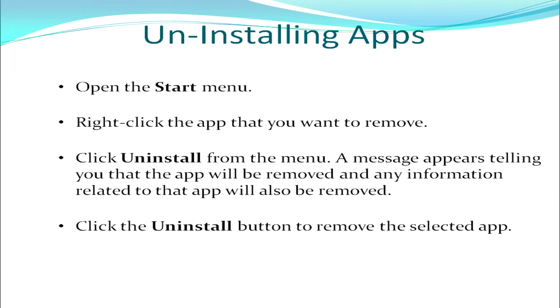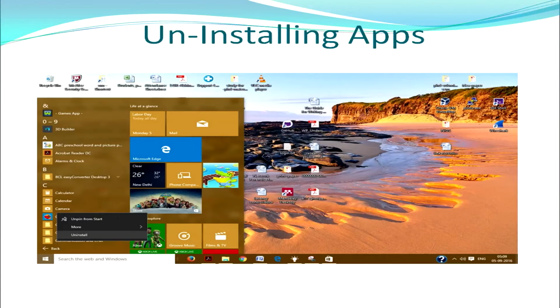You have installed an app, you want to uninstall it. Open the start menu, right click on the app that you want to remove and then click the uninstall button. The uninstallation process will be done and the app will be removed. And do remember to restart the computer after installing or uninstalling. See, it is giving you the uninstall option. I want to delete a particular app. I just right click and I choose the uninstall option and the app will be deleted.